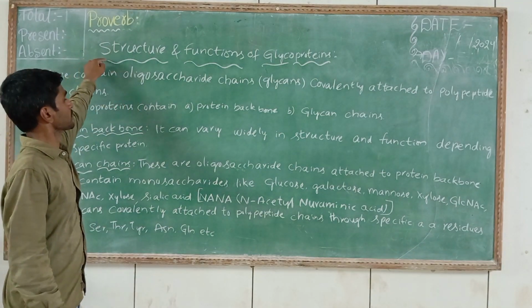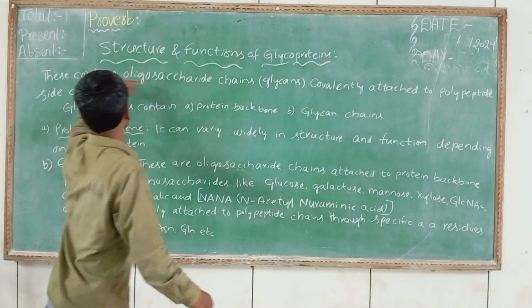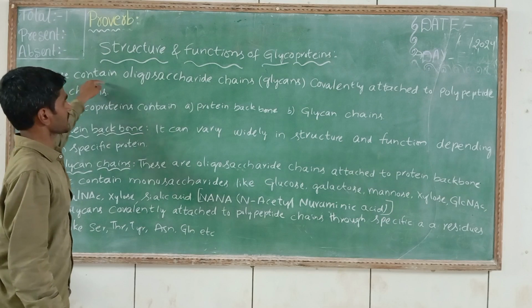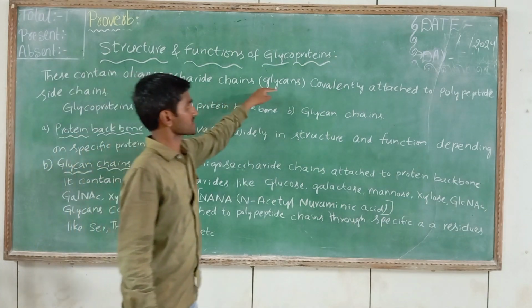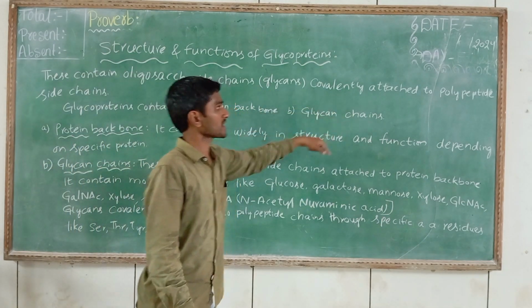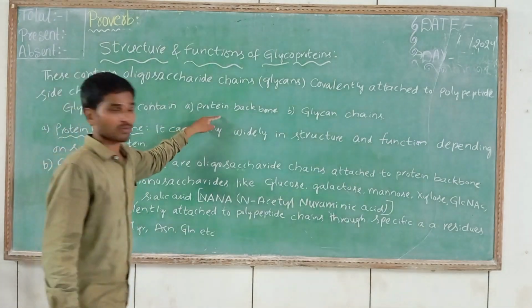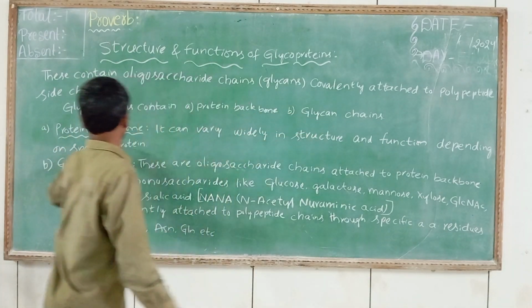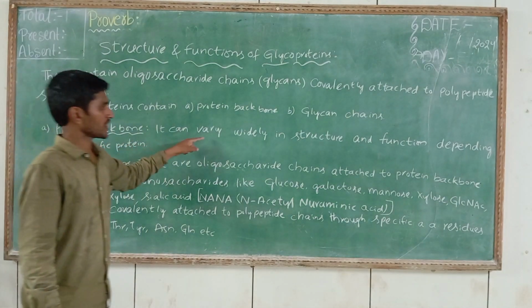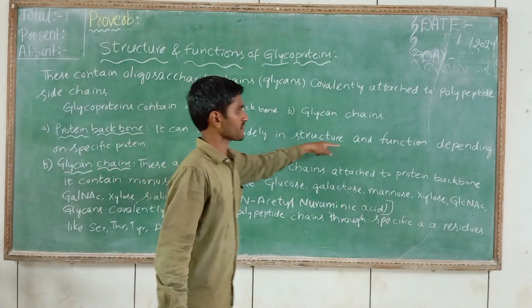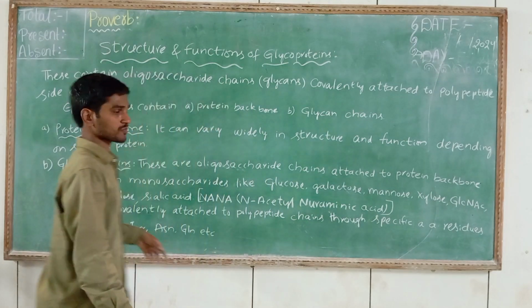Now we are going to discuss the structure and function of glycoproteins. Glycoproteins contain oligosaccharide chains, which are called glycans, covalently attached to polypeptide chains. So glycoproteins contain a protein backbone and glycan chains. The protein backbone generally varies widely in structure and function depending on the different types of proteins.